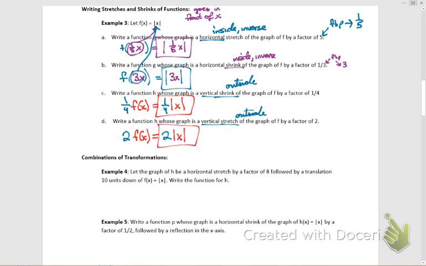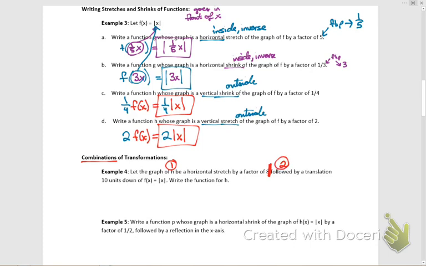Now, the only time these get slightly complicated is when you have combinations, which means that there's one or more things happening here. So you have to split it up. Okay, so let's read the problem. It says, let the graph of h be a horizontal stretch by a factor of 8, followed by. All right, so that followed by means that we're splitting it up. That means everything before it is step 1, and then everything after it is step 2. And so we're going to go step by step.